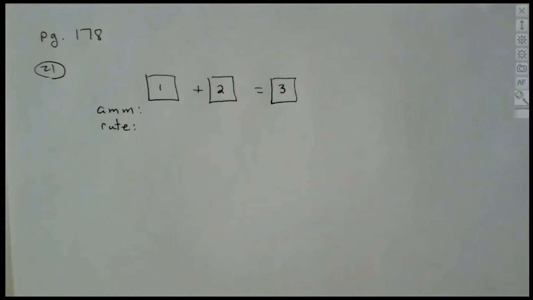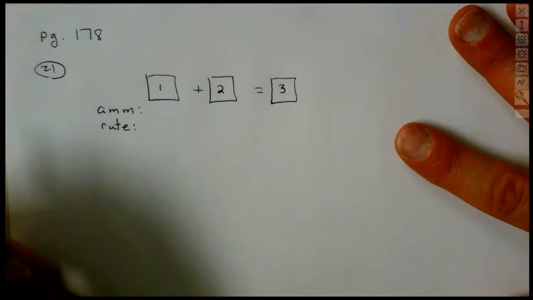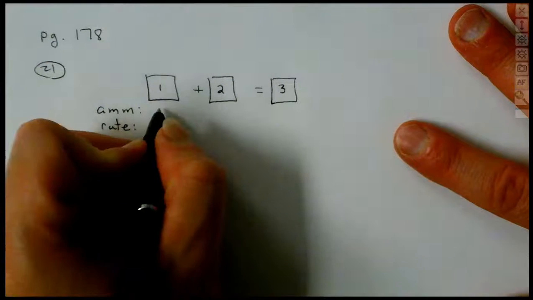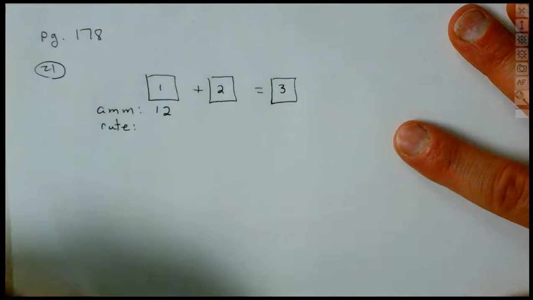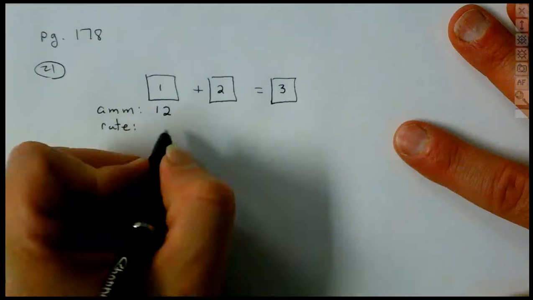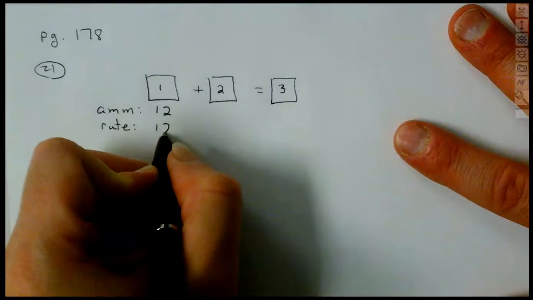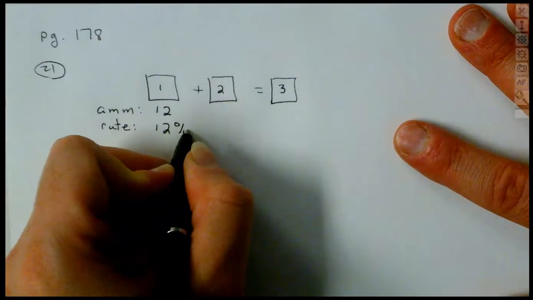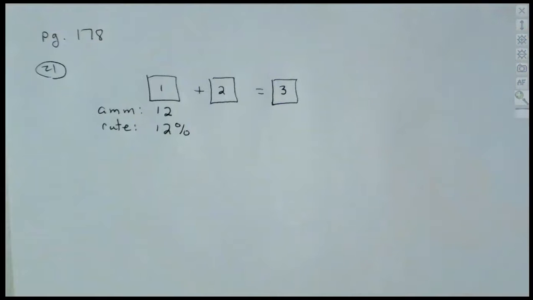So we start by reading it again. In a chemistry class, 12 liters of a 12% solution. So my first box is 12 liters, so that 12 goes there. Percentage rate is also 12%. So that's my first container. 12 liters, 12%. So that's the first piece. We've got to get all three.